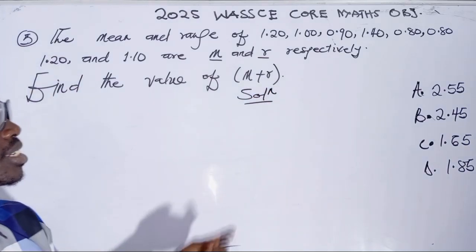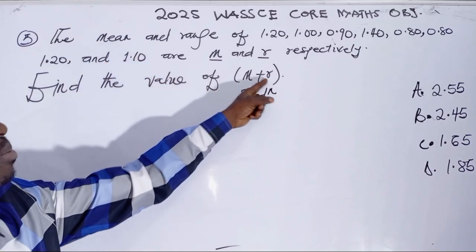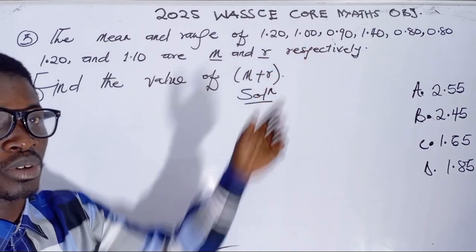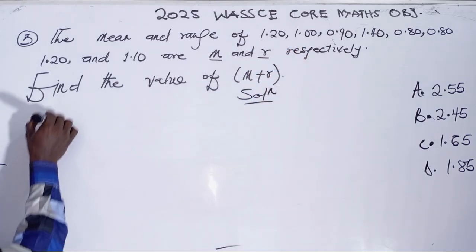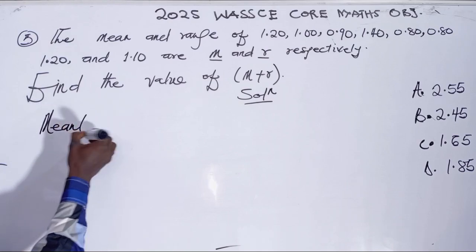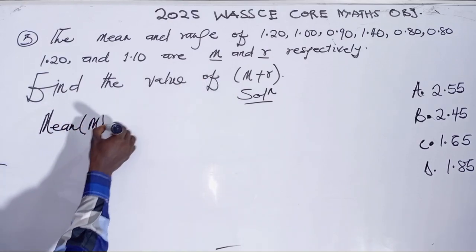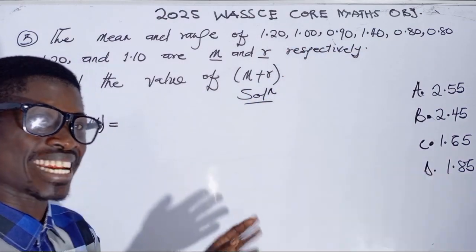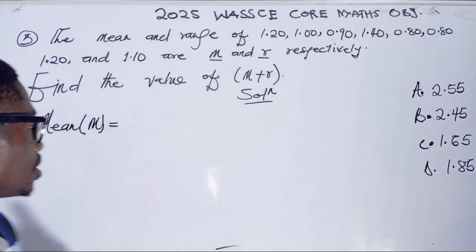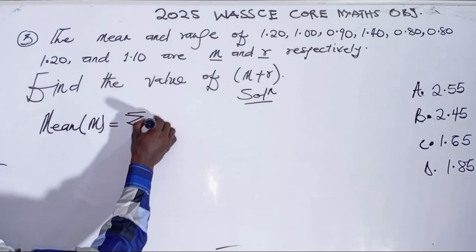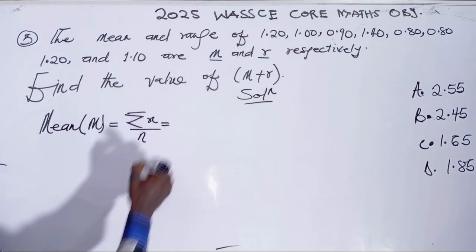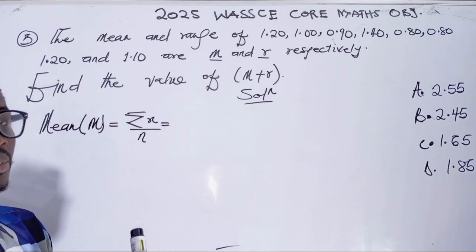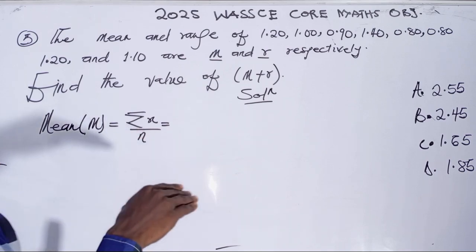So from the question, the M represents the mean and the R represents the range. How do we find the mean from a given data set of this form? To find the mean, which we are being given as M, is to sum all of the data given and then divide it by the number of data given. So we have the summation of X all over N, where X is the data set and the sum means we have to add all of them together, and then we divide it by the number of data given.